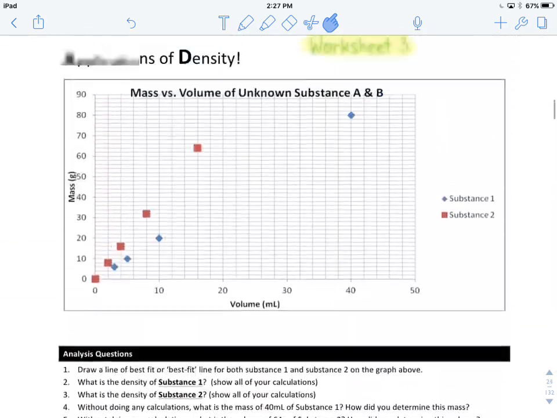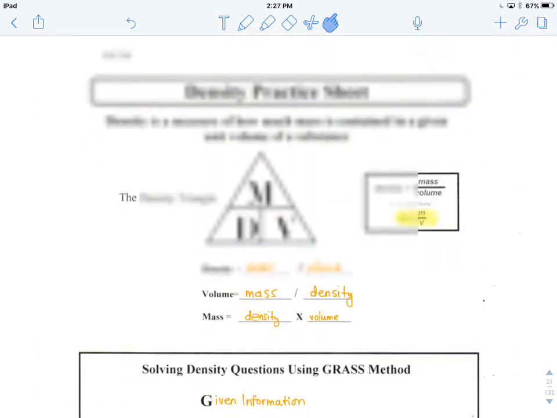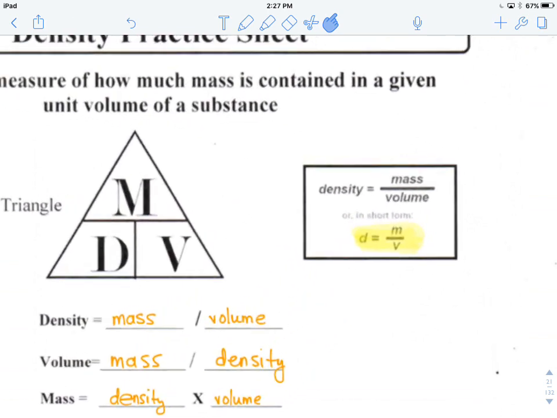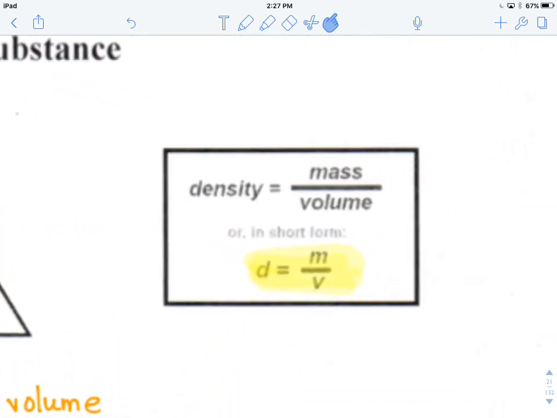So let's go through density a little bit, and we're going to talk about how we solve density problems. Density is a measure of how much mass is contained in a given volume of a substance. So it's how much mass is in a given volume. And we have a density triangle right here. Really, this density triangle comes from our formula. Density is equal to mass over volume, or D is equal to M over V. And this is where it all comes from.